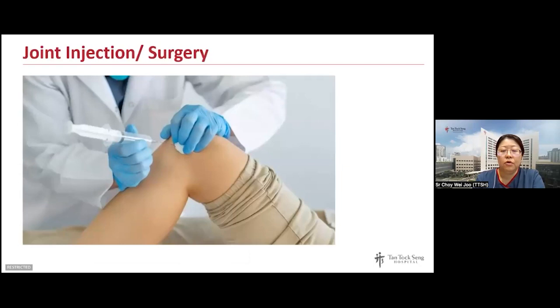Okay. So if the oral medication doesn't help, and sometimes the swelling is bad, the doctor may suggest a joint injection to take out the fluid and relieve the pain. And sometimes they also will suggest hyaluronic acid, which is like a lubrication gel for the joint, which needs to be done by a doctor, injected into the joint.